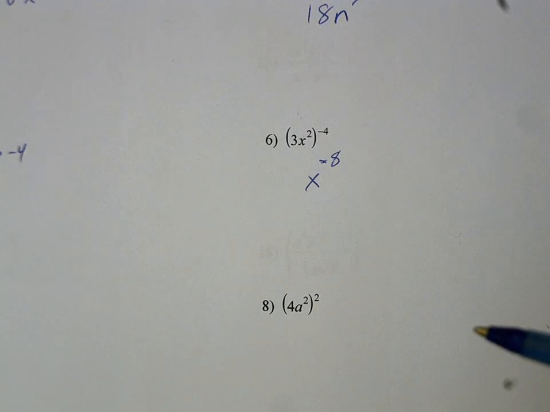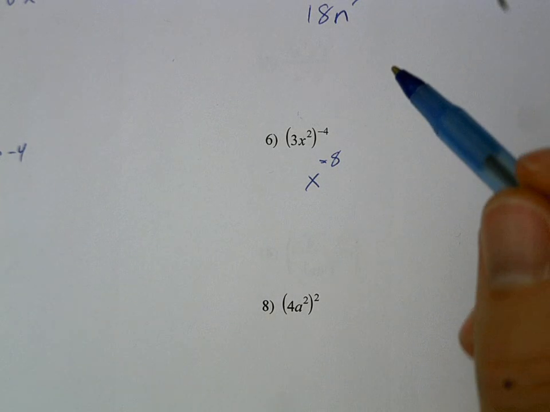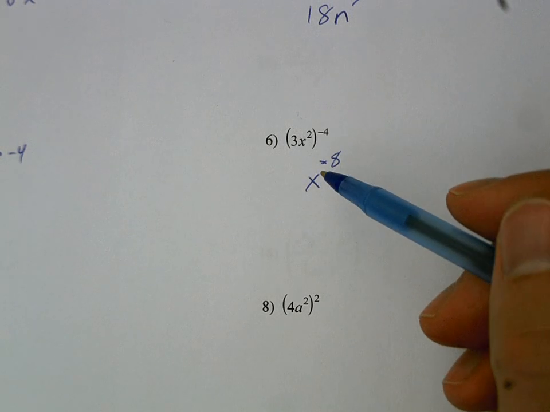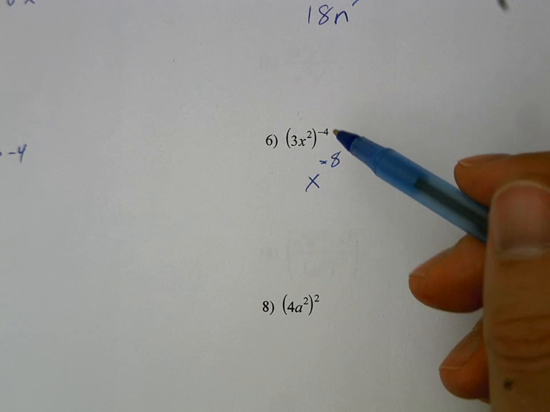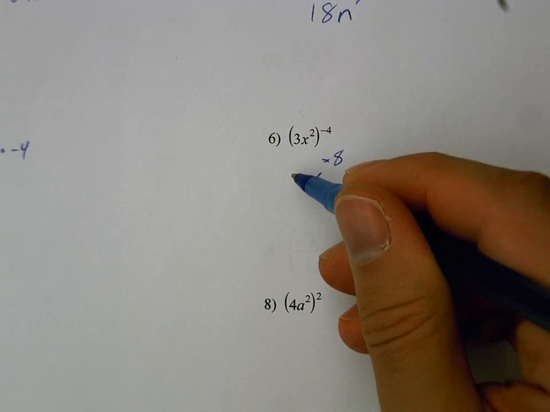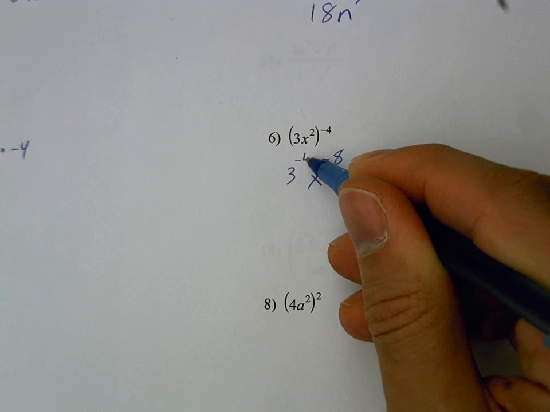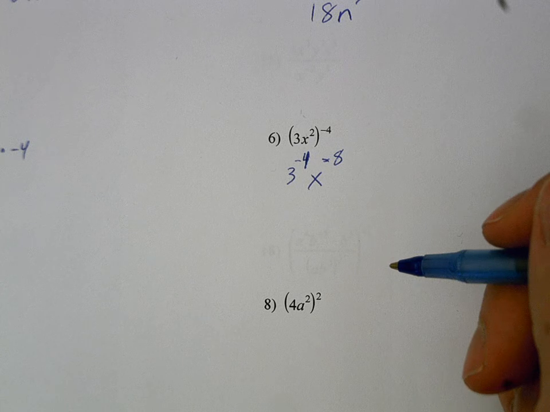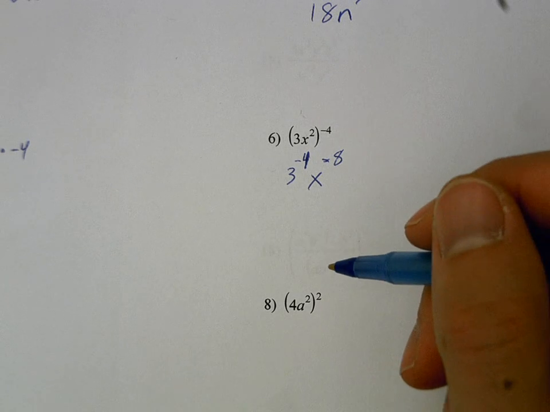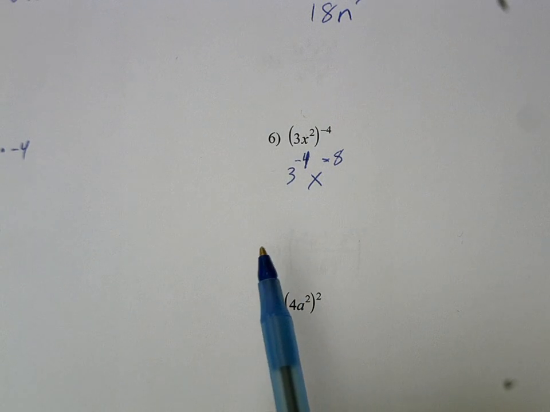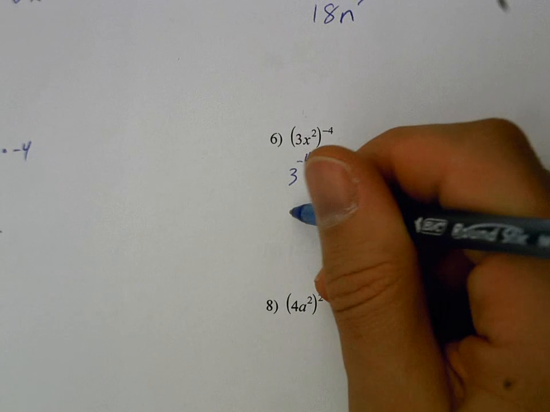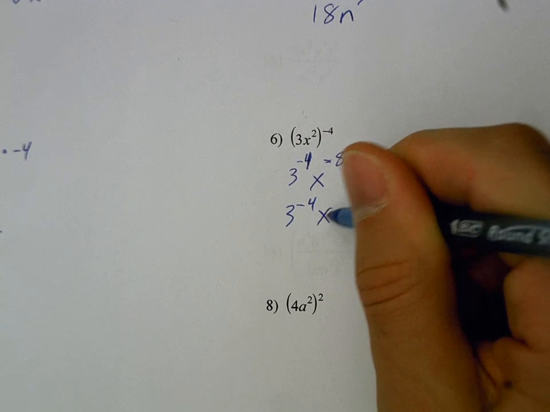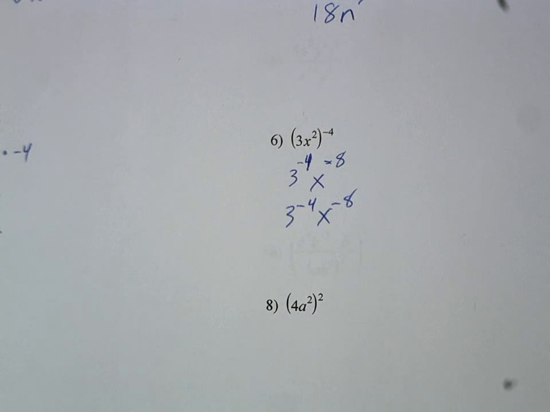Let's get somebody new here. Haley, what would we do with the numbers? Yes, 3 raised to the negative 4th power. Does that make sense to everybody? The 3 didn't have an exponent, so we put a 1 there. We multiplied it. 3 to the negative 4th, x to the negative 8th. What do I do with those negatives? I don't want to leave them on there. How do I rewrite this?